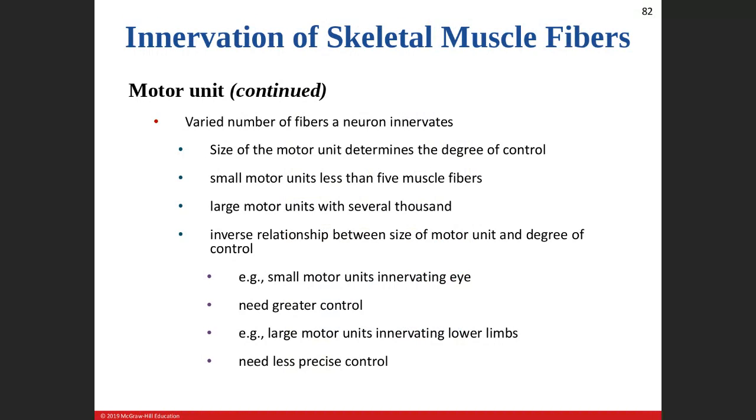Okay, so going back to the motor unit then, remember, the degree of control has to do with the size of the motor unit. Small motor units are going to have a finer amount of control. The larger the motor units, several thousand, they'll have a smaller degree of control.